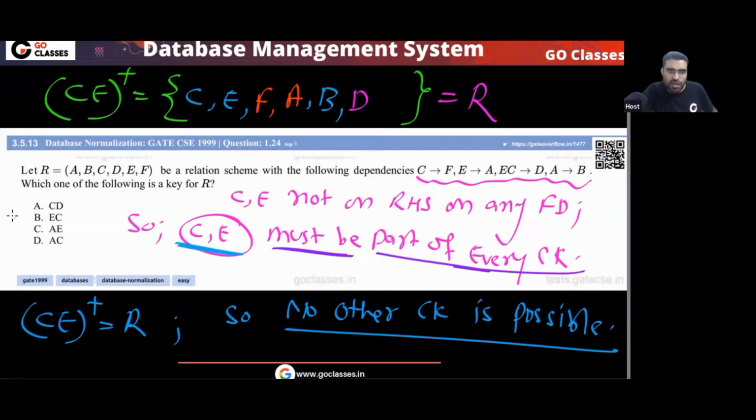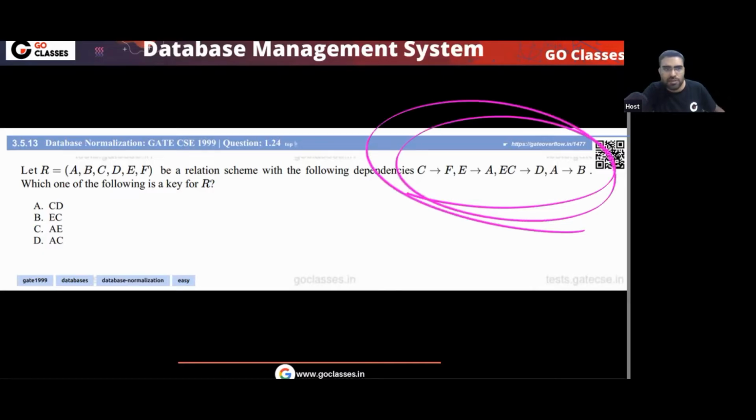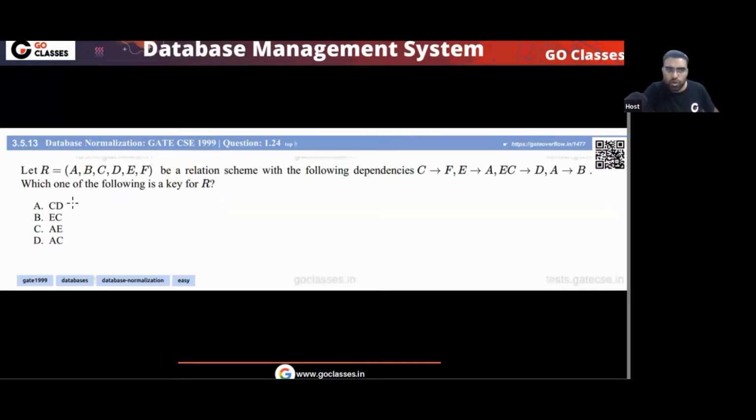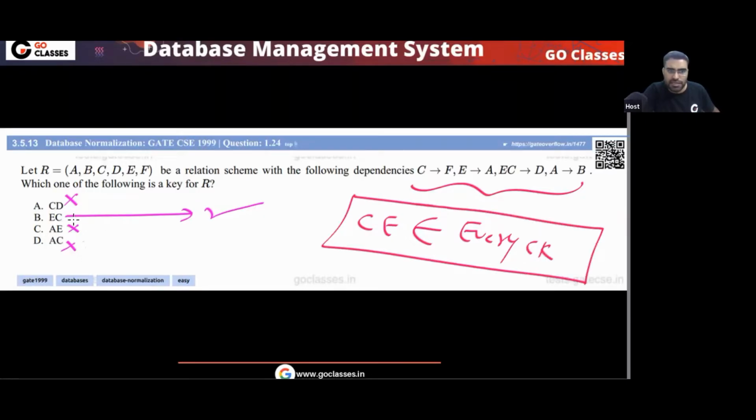So the answer will be option B. How can you eliminate the options? You don't have to solve the question, you can eliminate the options. You can notice CE must be part of every candidate key. So automatically these options are gone, and only the remaining option will be correct, because CE must belong to every candidate key. That is the reason I can say options A, C, D are gone. So automatically the answer will be option B.